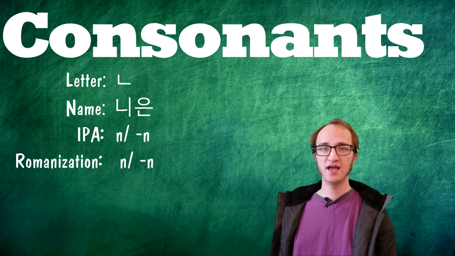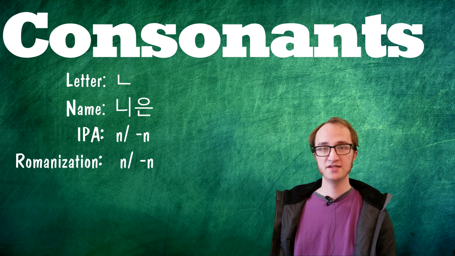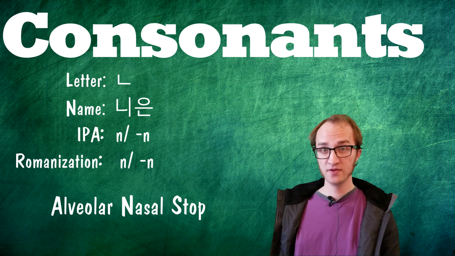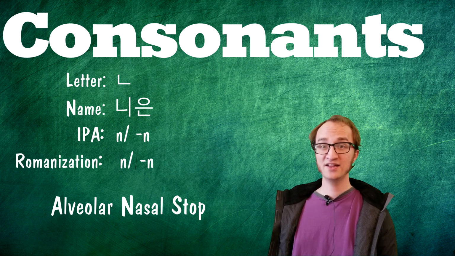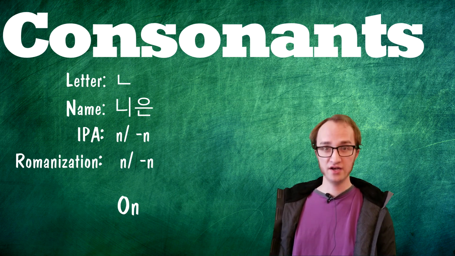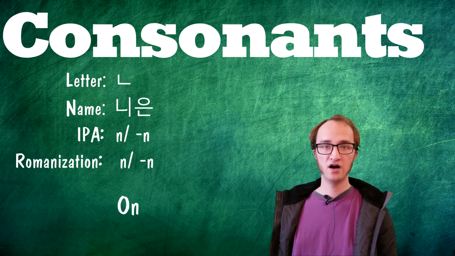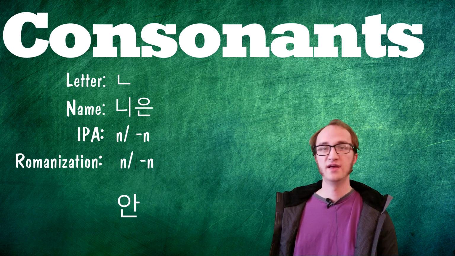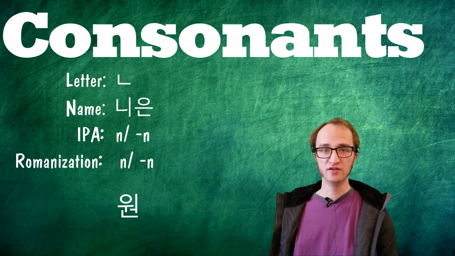And also, as an ending consonant, it is an alveolar nasal stop, and it's a little shorter than an English alveolar nasal stop. So in English, we would say on. In Korean, you would say un. On. Un. And this would be one, whereas this is one.